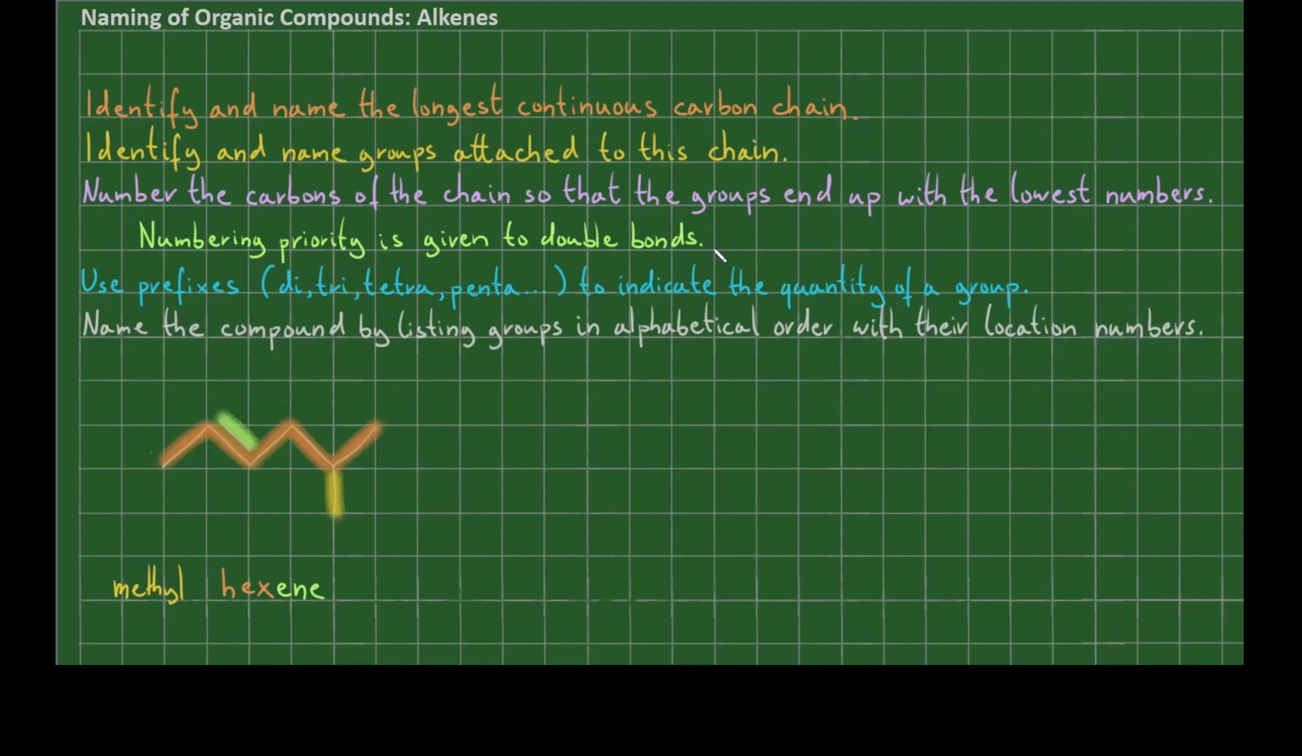Let me quickly number the carbons from left to right. The priority has been given to the double bond, and so the name of this compound is 5-methyl-2-hexene. Alternatively, we could also call it 5-methyl-hex-2-ene.